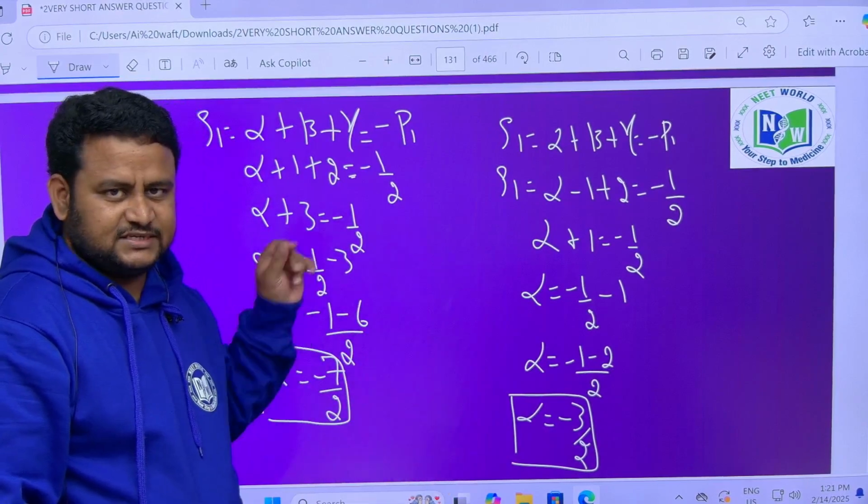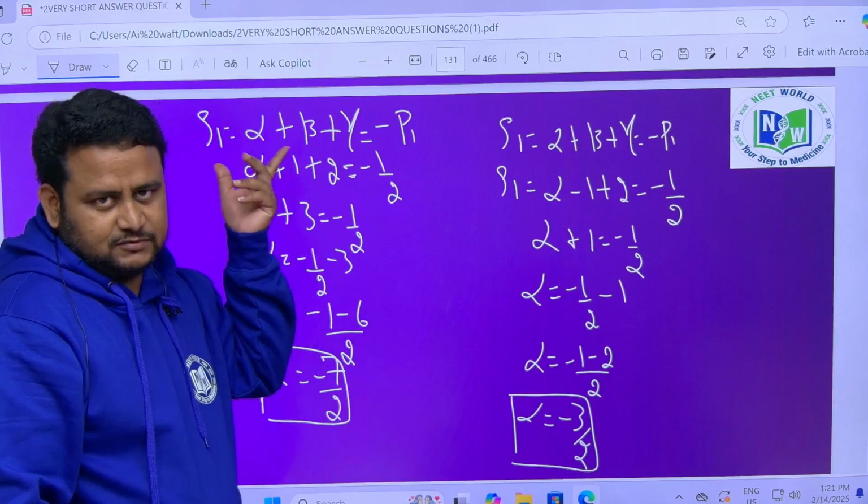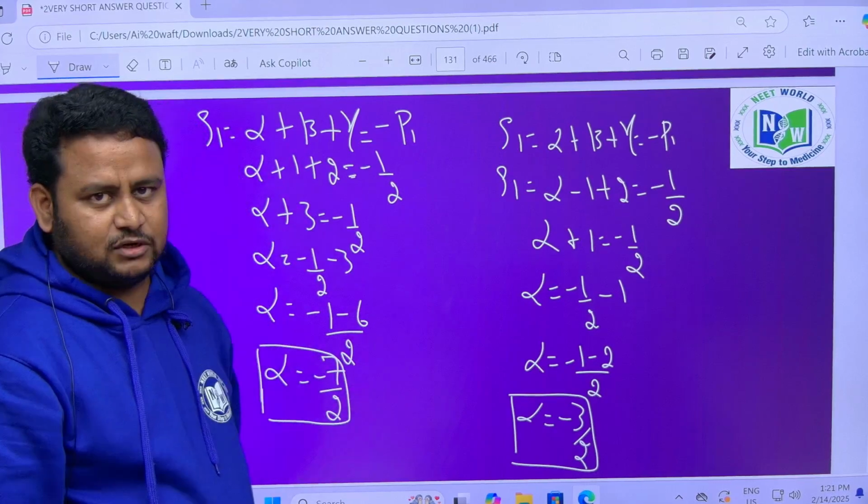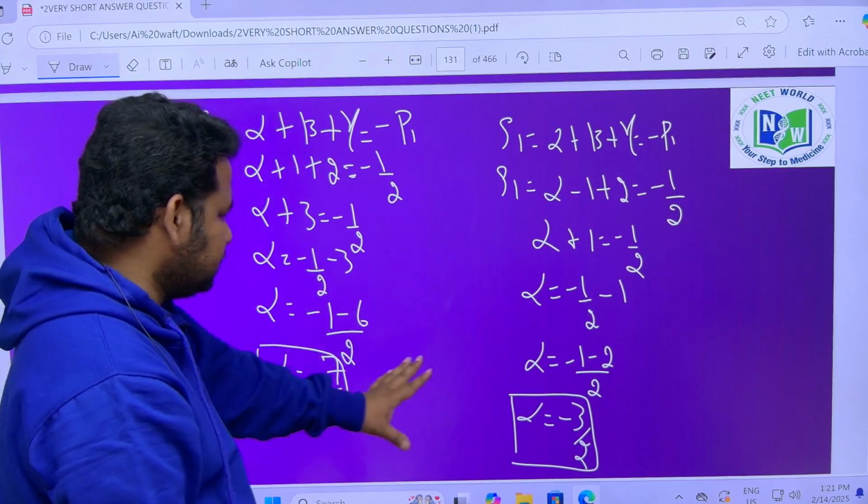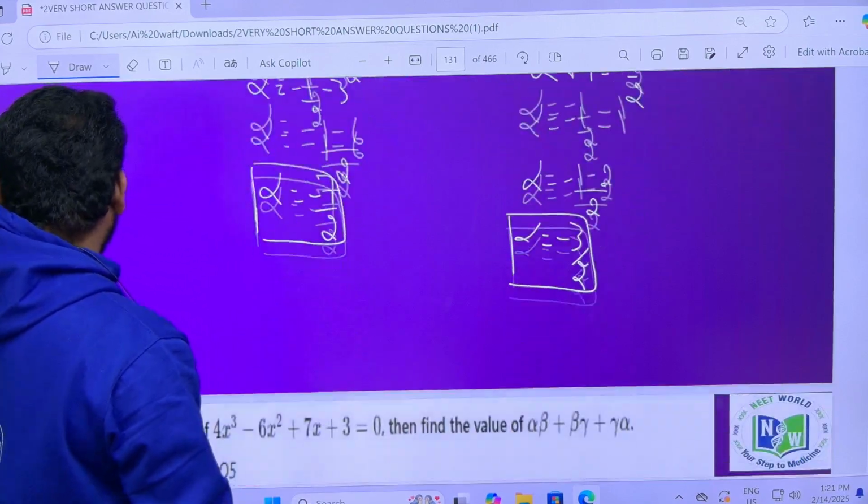So there was some change in the question. Actually in the PYQ that is minus 1. But it is a printing mistake. We got it as plus 1. So nothing to worry. But approach you should understand. Anyways, let's move to the next question, friends.